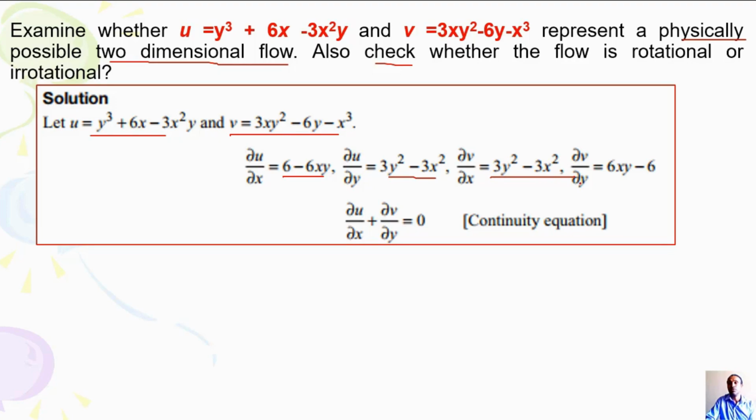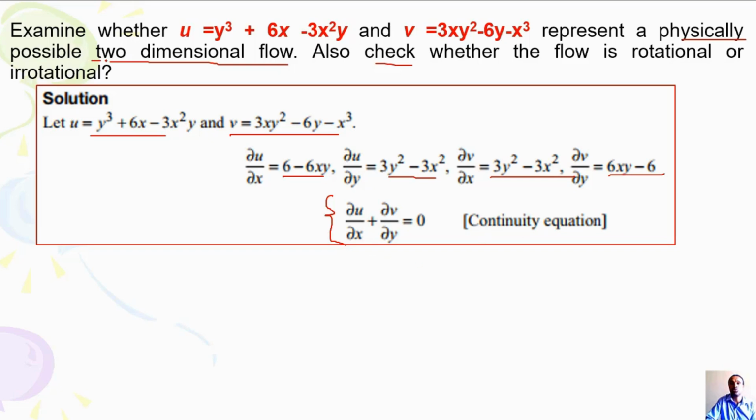Then del v with respect to del y, again just the derivative with respect to y. So with respect to y, you multiply 2 by 3, 6xy, where x is constant. And here y is the variable, so it will be 6. This term has only x, so it will be 0. So you get this result. Then check the continuity equation: del u with respect to del x plus del v with respect to del y equal to 0. So this is the continuity equation.